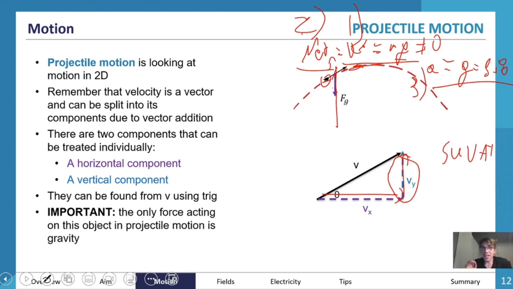That means that from the beginning of the cannonball motion, from the moment it was shot till the very end, horizontal velocity will be the same. And how do we calculate horizontal velocity? By using v equals delta x on t.